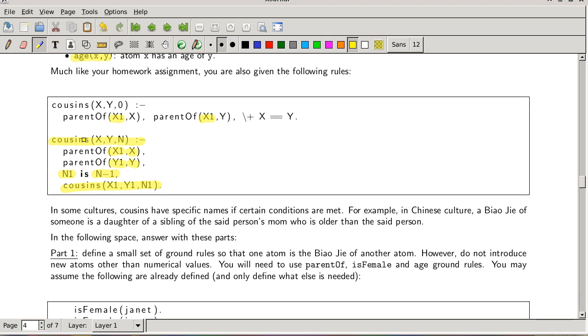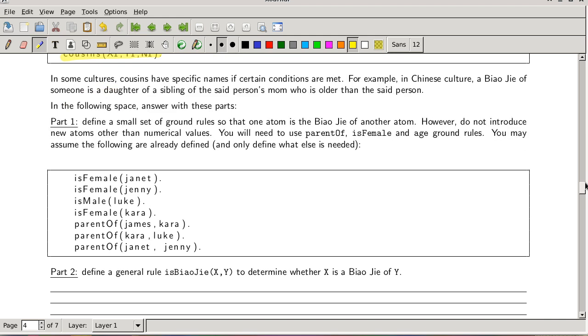To continue reading the question: in some cultures, cousins have specific names if certain conditions are met. In Chinese culture, there's a term called baojie. I'm probably pronouncing it wrong, so those of you who have studied Mandarin can correct me. Baojie is someone who is a daughter of a sibling of the said person's mom and who is older than the said person. It does apply in our example.